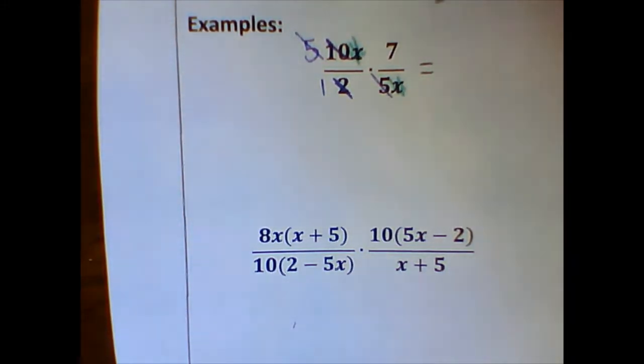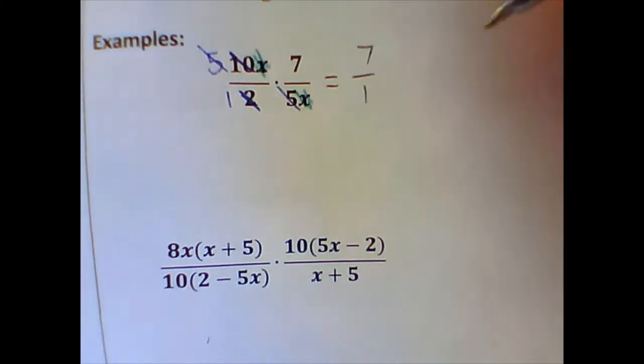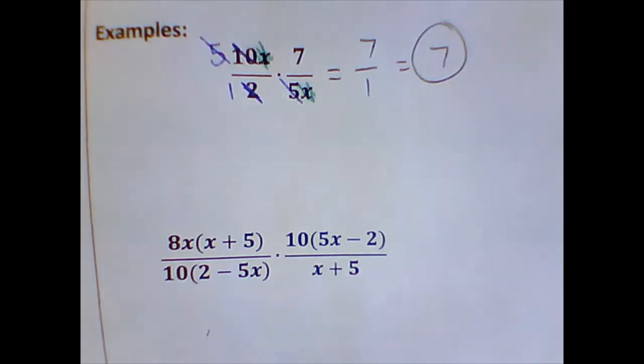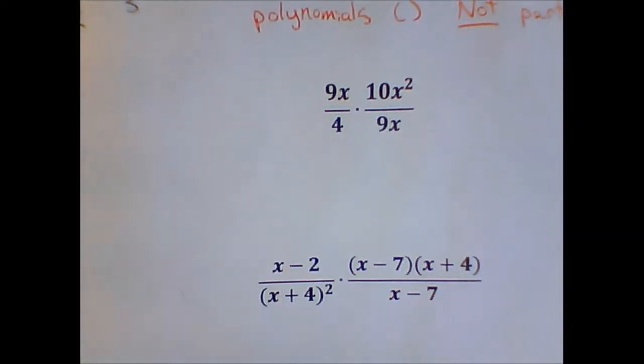And let's just write what's left. So the 10 is completely gone thanks to the 2 and 5, so 7 is the only thing left on top. The x's are totally gone. The only thing on the bottom is that 1, and 7 divided by 1 is just 7. So we took a weird-looking fraction and came up with the number 7. Pretty nice.